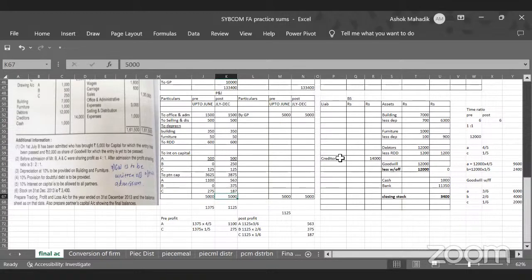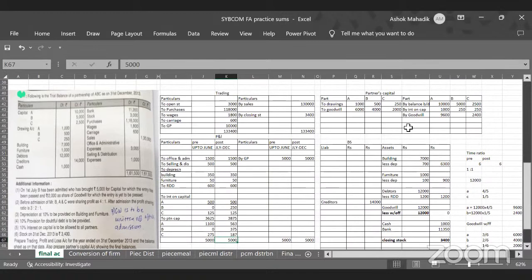Is this clear, students? Yes. So profit will be transferred to their capital accounts. So we'll write pre-profit. So only transfer to A and C. How much? 1100 for A. B doesn't get anything in pre-profit. And C got 275. Okay. Now in case of post profits, it is 563 for A, then 375 for B, and 187 for C. Is this clear, students?